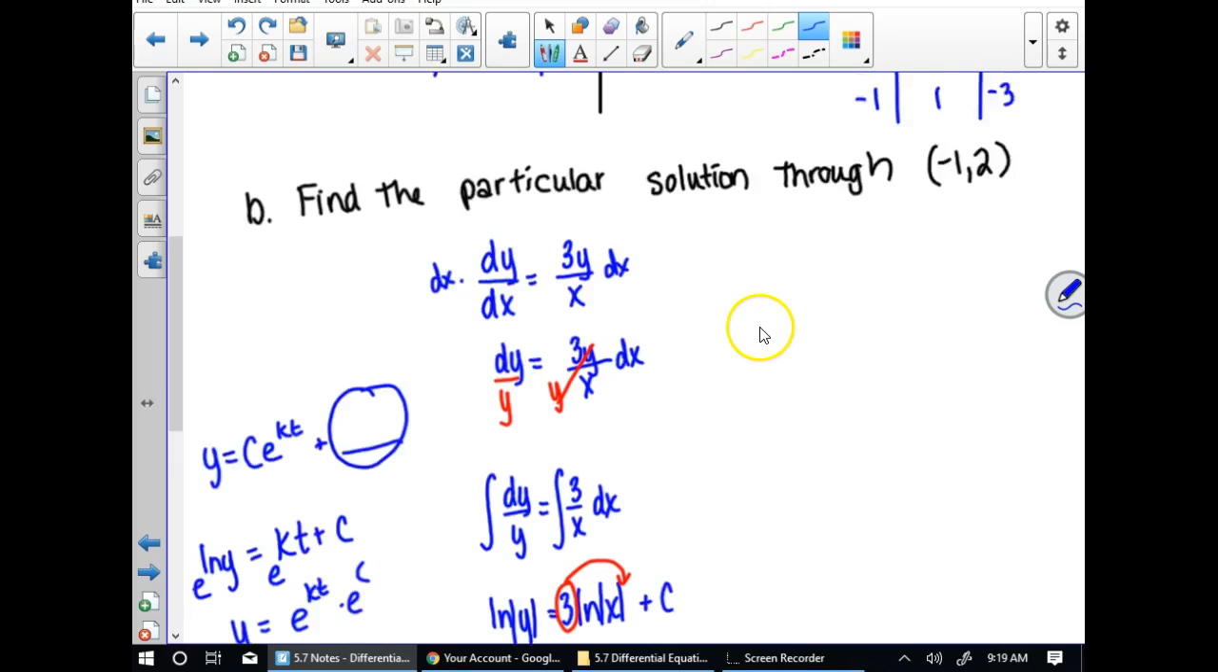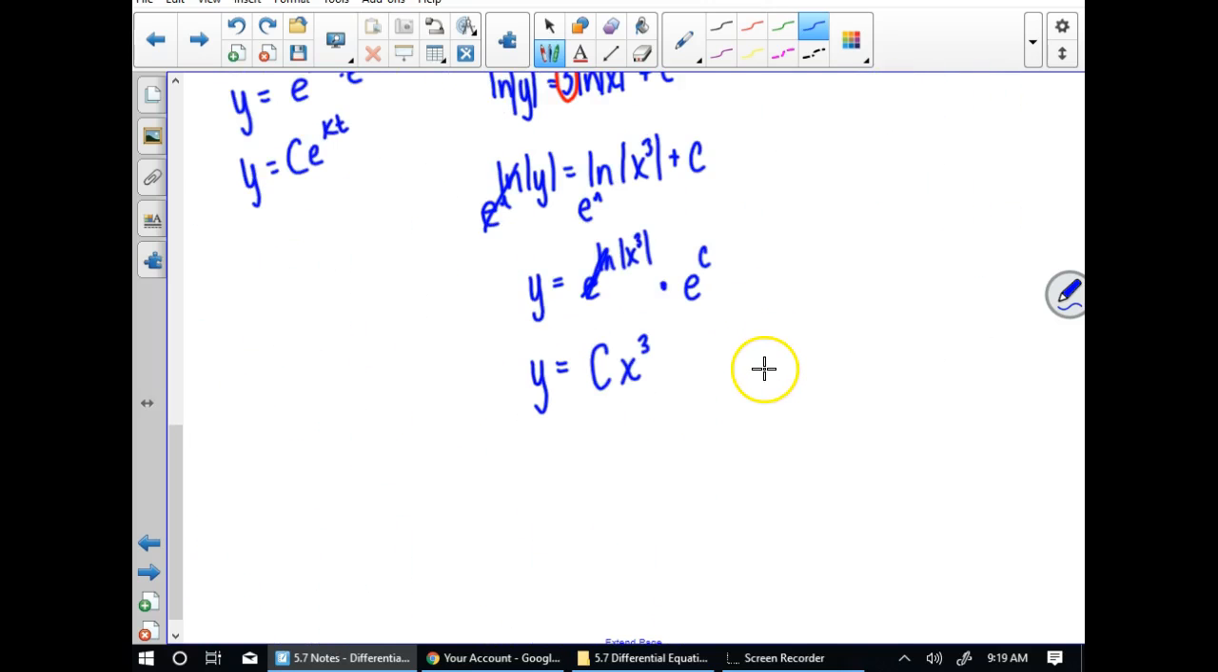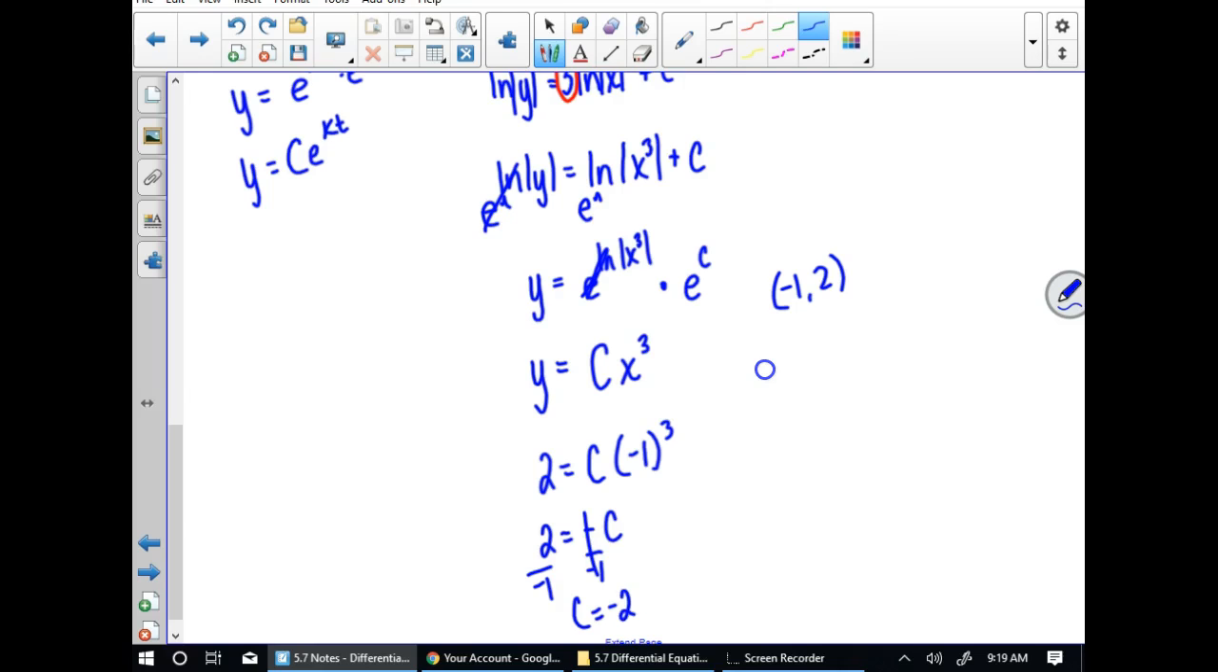So when we get this, what number do we plug in? We've got to plug in -1, 2. So we get 2 equals C times -1 to the third. And what is -1 to the third? -1. So if I divide by my -1 there, C is -2. So my equation is y equals -2x to the third.